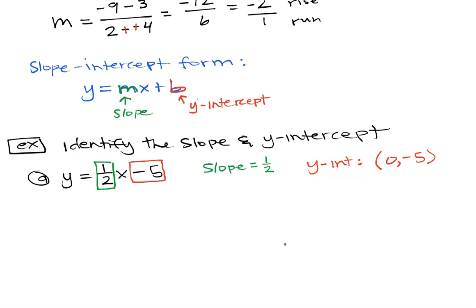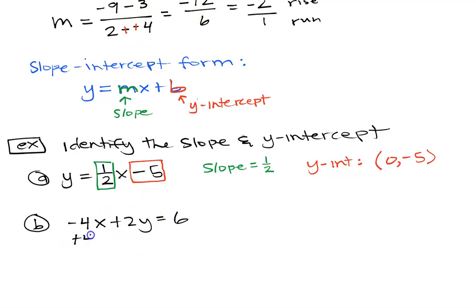Sometimes it's already given to you in that form, but sometimes it's not. So let's look at one like this. If I give you the equation -4x plus 2y equals 6, we need to solve this, get y by itself, so that we can figure out what the slope and the y-intercept are. Sometimes people look at this and say, oh, that number in front of the x is the slope. It's not until we get it into this form. So let's solve this equation to get y by itself.